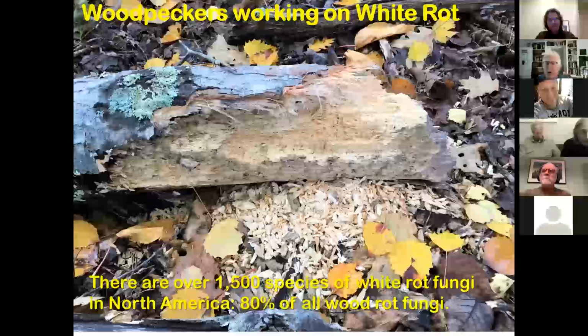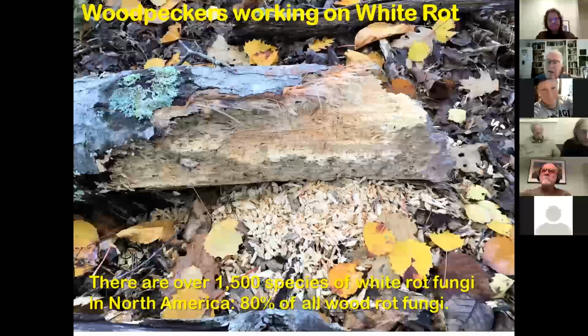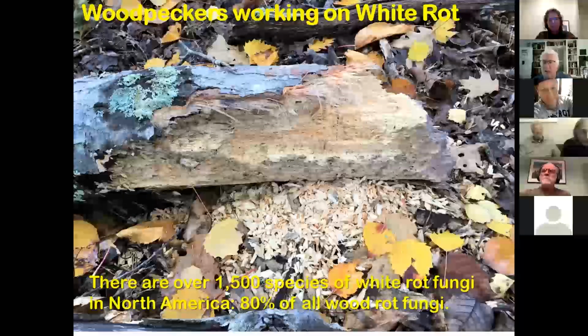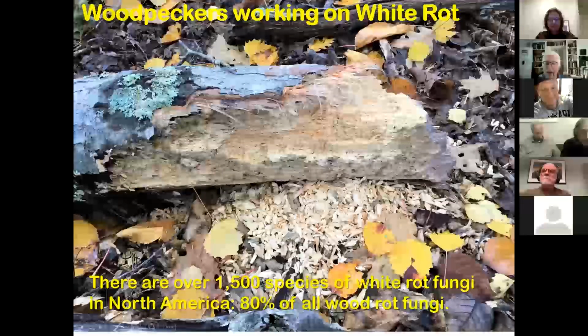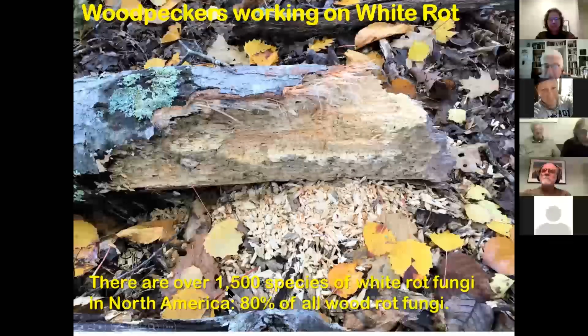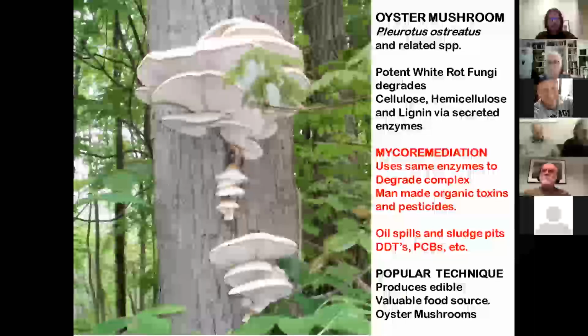When you find woodpeckers working in the forest, they like to work on trees that are infected by white rot fungus because the wood is softer, there's more insects that live in it, and it's easier on their headaches, I guess. So in terms of numbers, most of the lignicolous fungi which digest wood are white rot fungi. About 80% of them, maybe about 1,500 species in North America. So most of the fungi you see on trees are going to be white rot fungi. And most of them used to be called polypores.